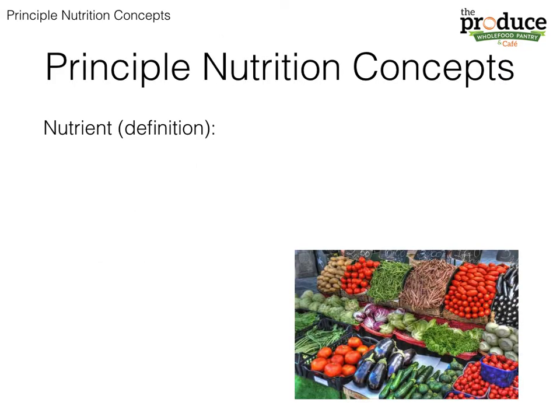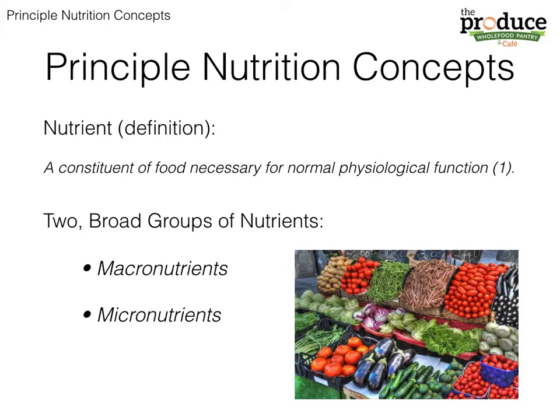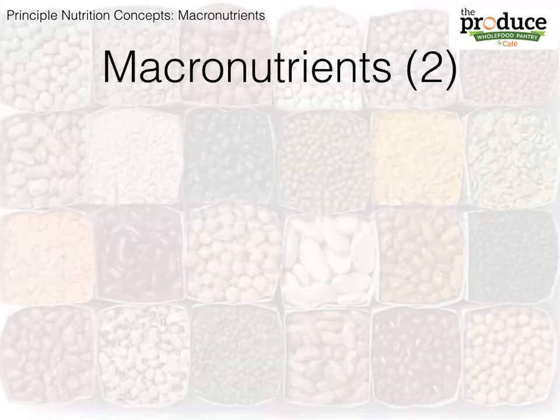So, does anyone have any idea what the definition of a nutrient is? The Farlex Partner Medical Dictionary defines a nutrient as a constituent of food necessary for normal physiological function. And as nutritionists, we divide these nutrients into two broad groups, macronutrients and micronutrients.